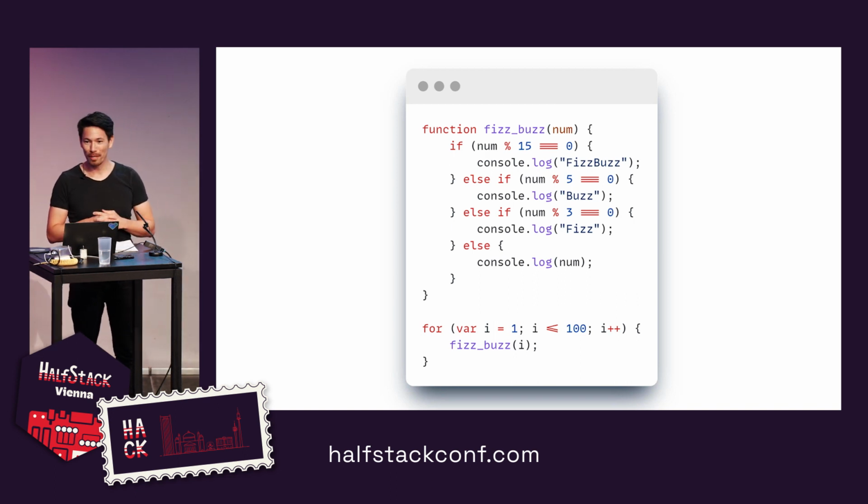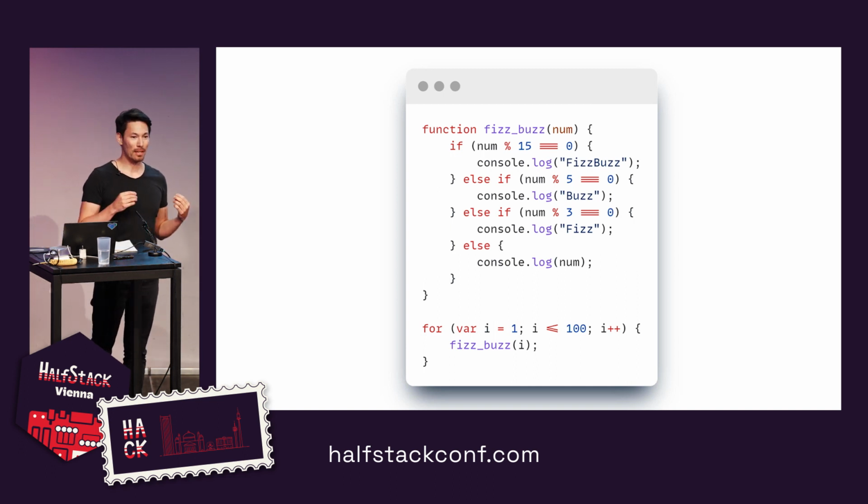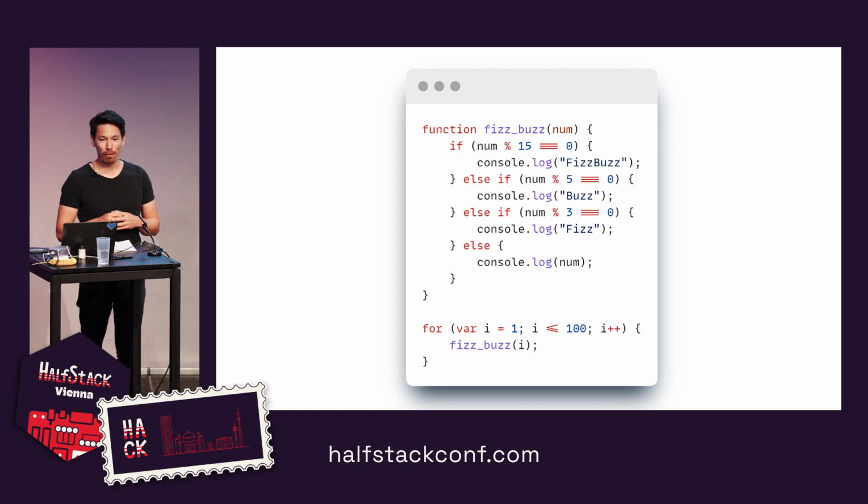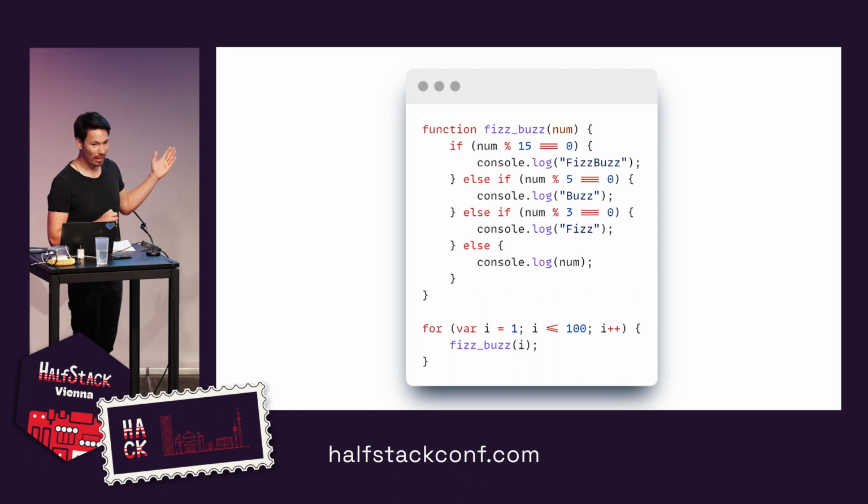This is an implementation in JavaScript. For those who aren't familiar with it, the task is to print the numbers 1 to 100 to the console. However, if the number is divisible by 3, print the word fizz instead of the number. If it's divisible by 5, print the word buzz. If it's divisible by both 3 and 5, print FizzBuzz, hence the name. So this is kind of what it looks like.